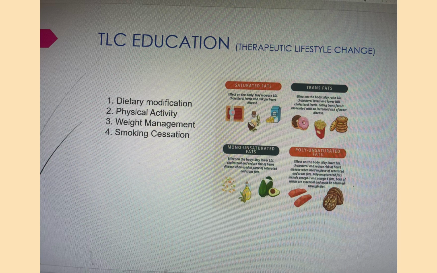The American Heart Association recommends 8 ounces of fish each week. Encourage fish like mackerel, sardine, and salmon.